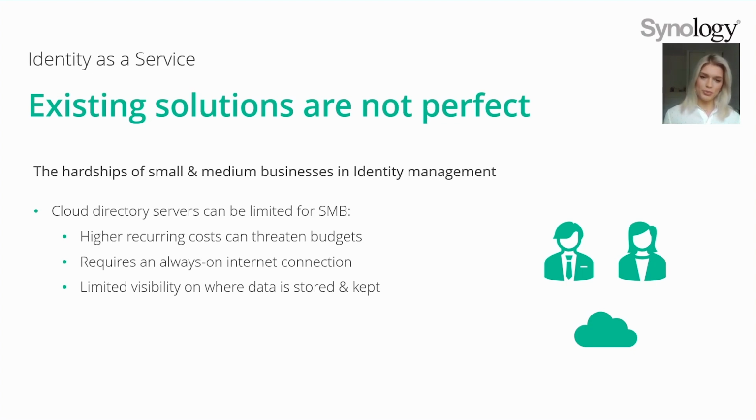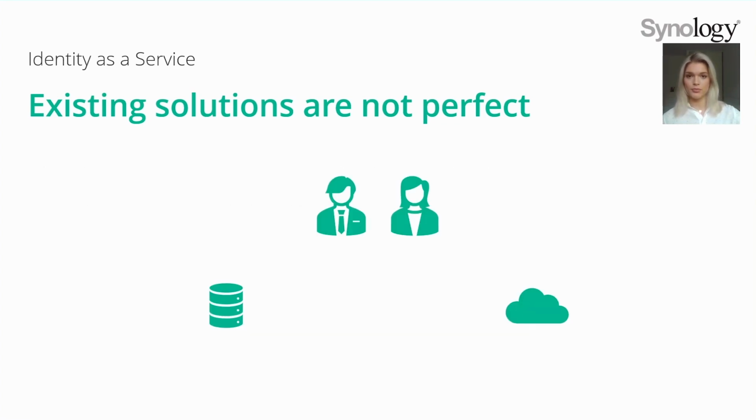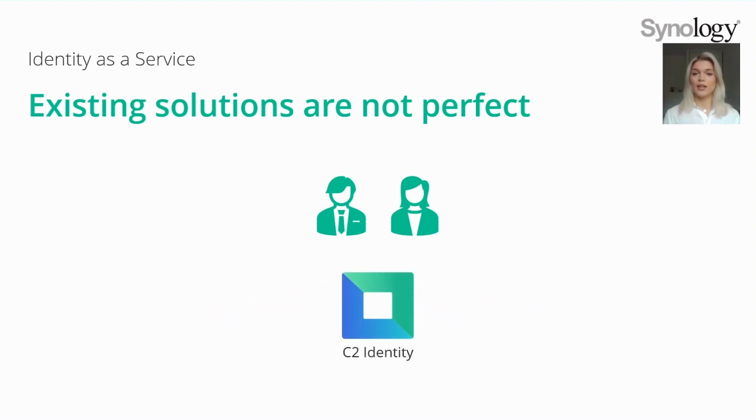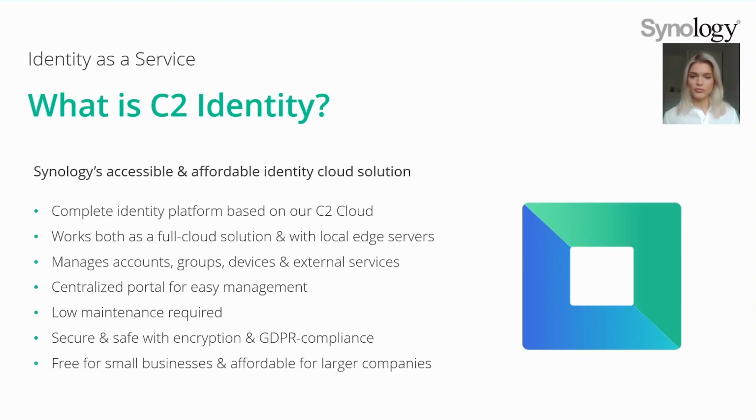Thus, the optimal solution for an SMB to manage its directory would be to mix these two options to better suit their needs, and to have both a local server and a cloud server that are efficient, affordable, and easy to use. It is in response to these needs that Synology has developed C2 Identity.